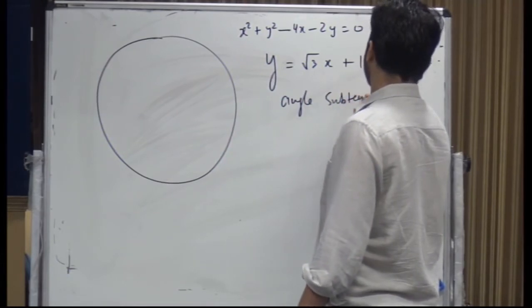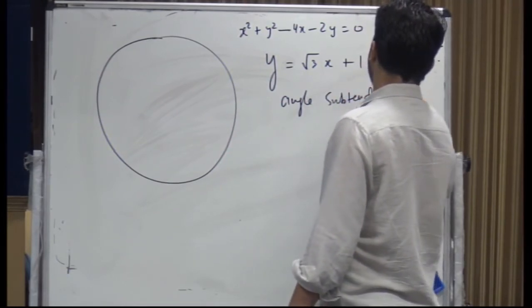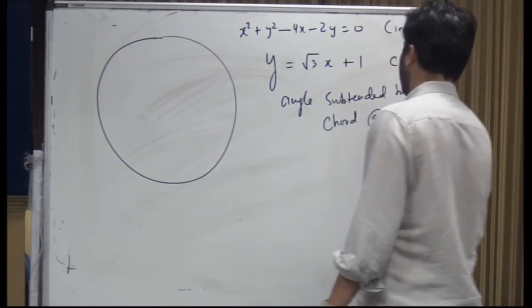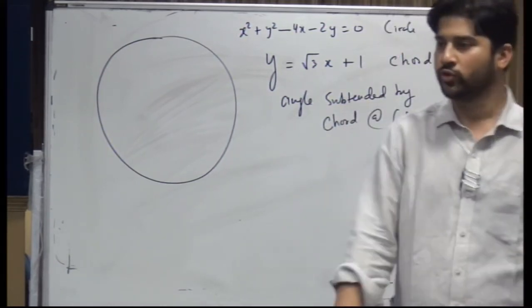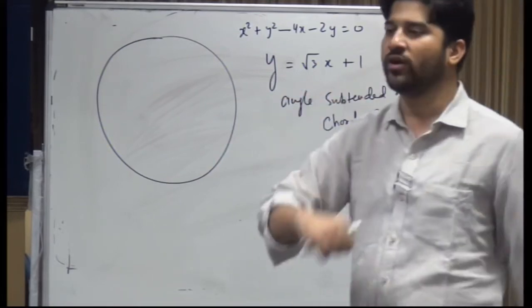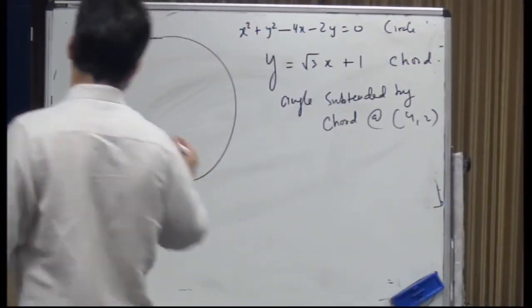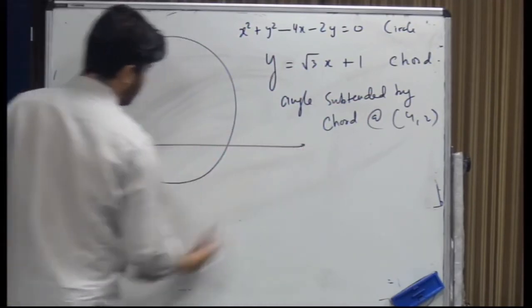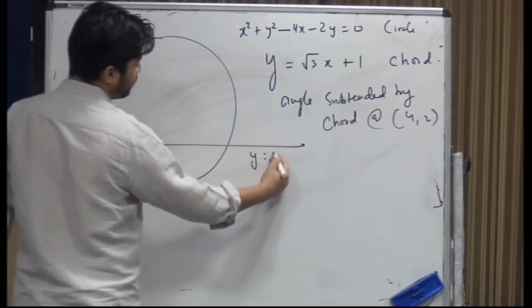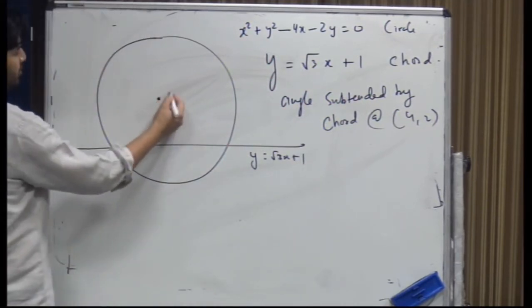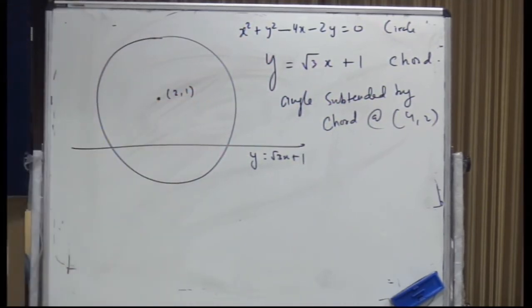angle subtended by chord at 4,2. Definitely this point is lying on circle. So if I say this is the chord, this is the y is equal to root 3x plus 1. The center is going to be 2, 1.